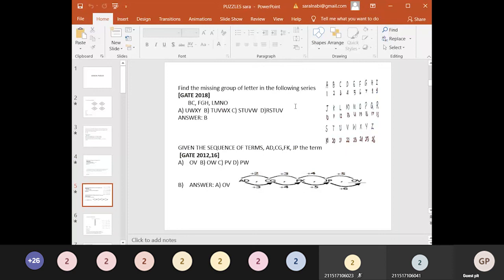So you can take that is nothing but T. After 4, we can leave P, Q, R, S. So 4 left. So you can take the answer as T, U, V, W, X.